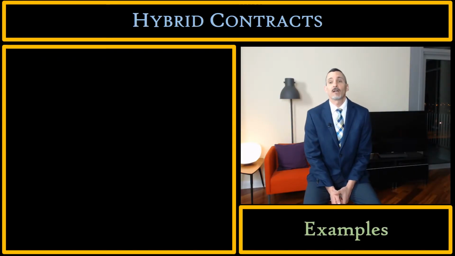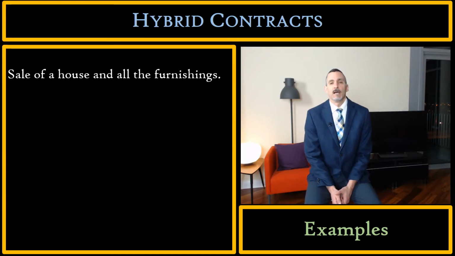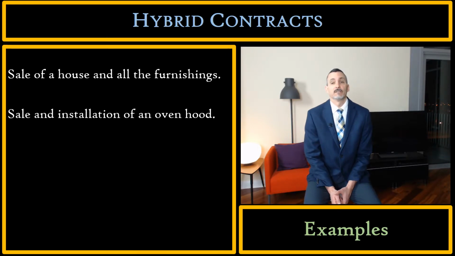All right, let's talk about hybrid contracts, contracts that involve both goods and something else, such as services, real property, intellectual property, other common law issues. So here's the first example. We have a contract for the sale of a house and all its furnishings. Well, the sale of a house is governed by the common law. A sale of furniture is governed by the UCC. So if we have some sort of legal issue under this contract, do we apply the common law or the UCC?